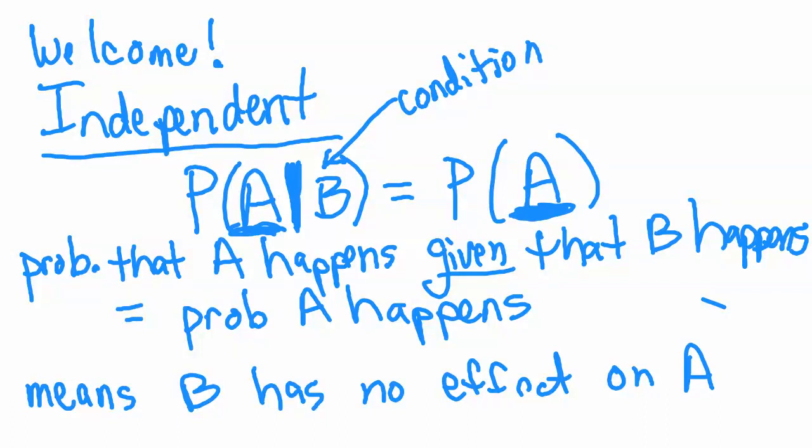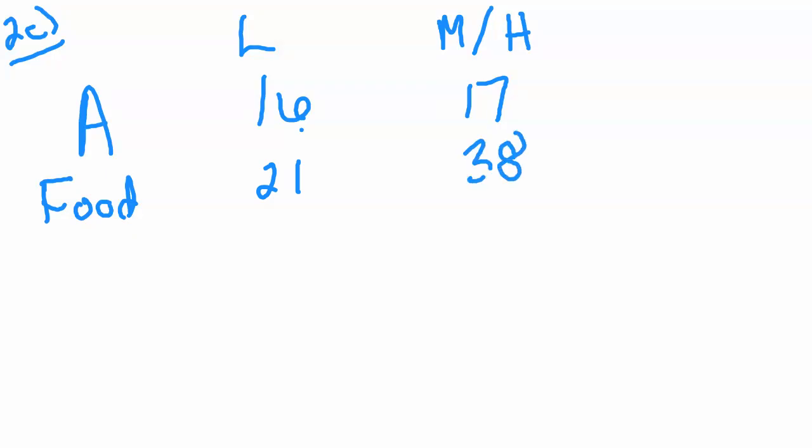So let me write down the numbers you had. And your problem was, I think it was aerospace. Aerospace, and it was low risk, and then moderate and high risk. And there was 16 here, 17 here, and these are companies. And then we had food companies. And I think it was, I can't even read my own writing. Let's just say 21 and 38.